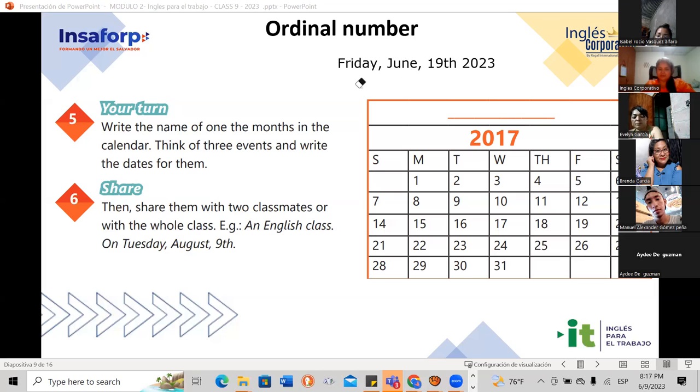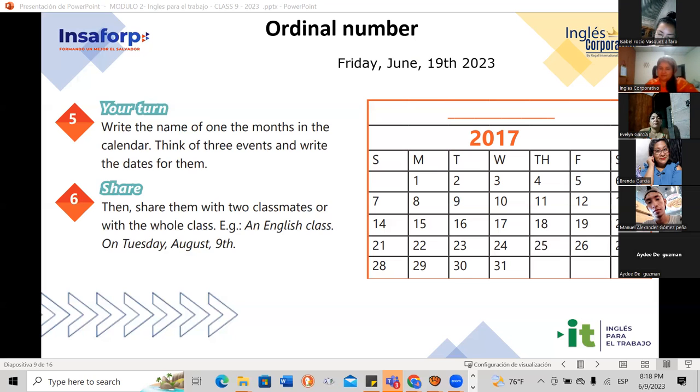Ok, ¿cuál es su día? ¿Saturday? 17. Saturday. ¿Cuál es el mes? June. Okay, entonces sería Saturday, June 17th, 2023. Eso es lo que quiero yo que ustedes aprendan, okay? First the day, that is Saturday, then the month, that is June, then the day, that is 17th, okay, 2023, then the year. Okay, Yanira? Okay, teacher. Thank you so much. Okay. Isabel, yes? Do you have one?